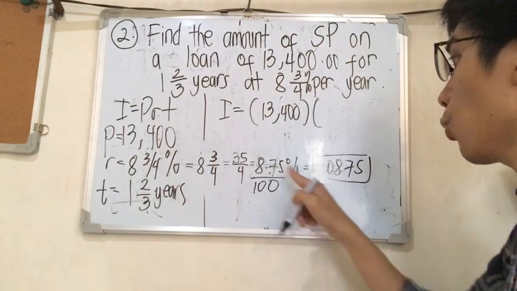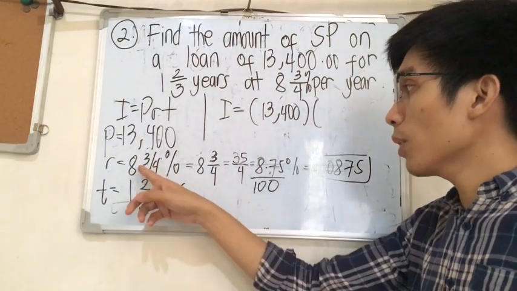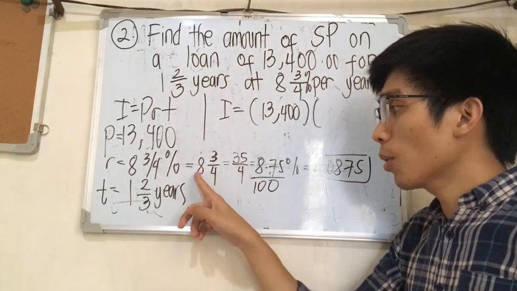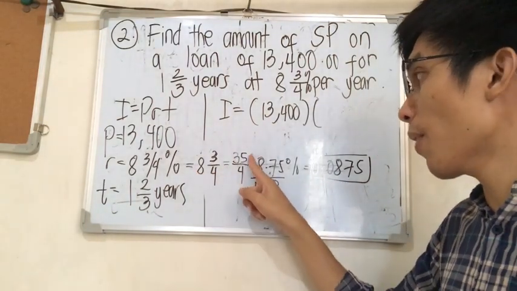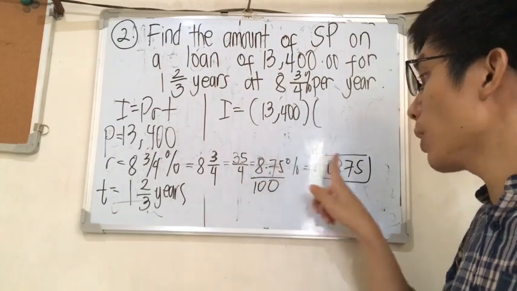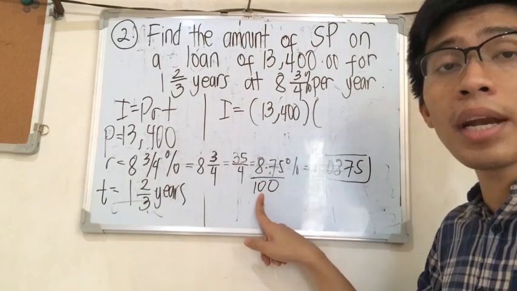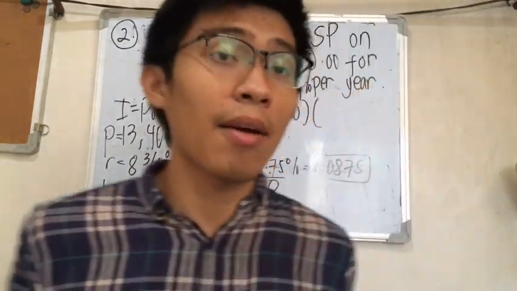0.0875. So that is the equivalent for 8 3/4%. Again, what we did is, for the denominator, multiply it to your whole number, that's 32 plus 3, that is 35. Copy the denominator and divide it by 1, that is 8.75%. Since we need a decimal, we have to divide it by 100. So that is 0.0875.